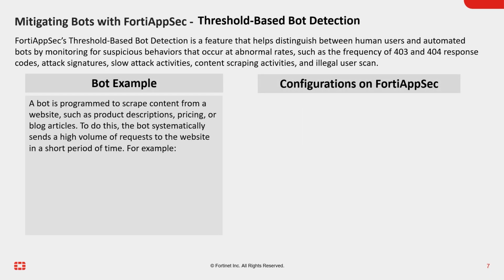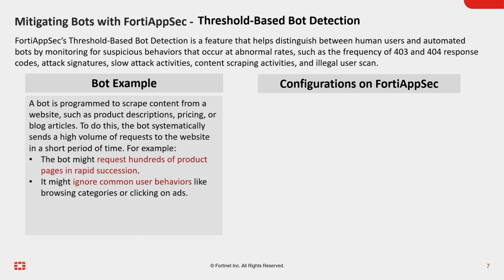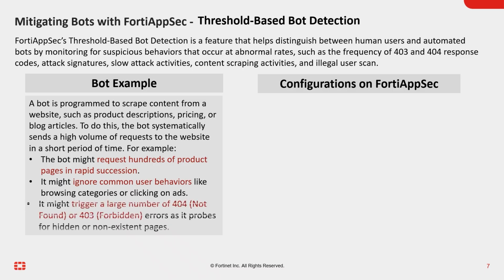A bot programmed to scrape website content, such as product descriptions, pricing, or blog articles, typically sends a high volume of requests in a short period. For example, it may rapidly request hundreds of product pages, bypass normal browsing behaviors like navigating categories or clicking on ads, and trigger numerous 404 not found or 403 forbidden errors while probing for hidden or non-existent pages.